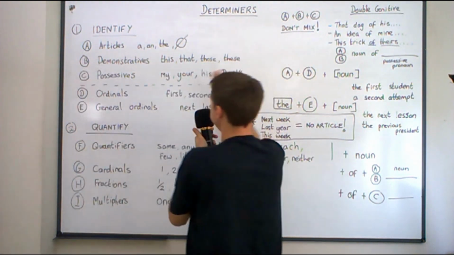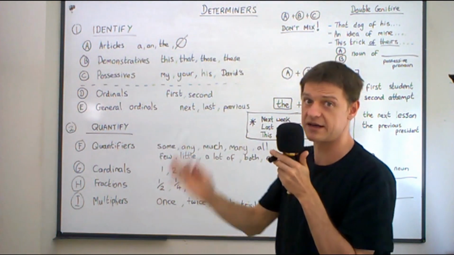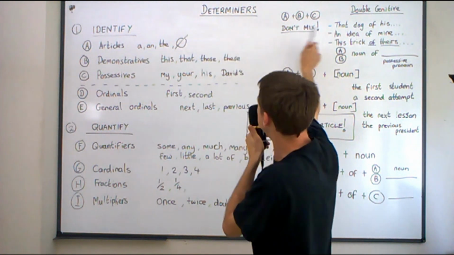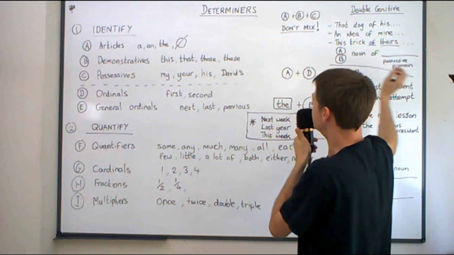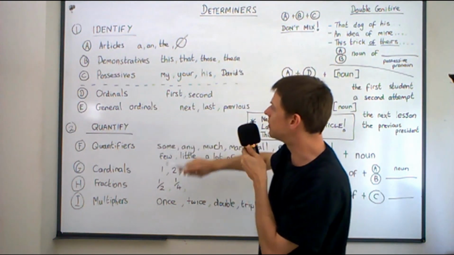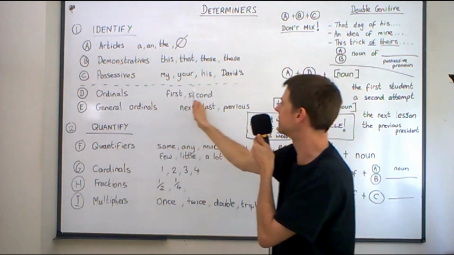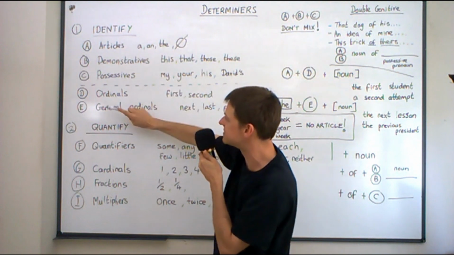Okay, also don't mix personal pronouns with articles. You've probably been taught that before, and if you haven't, certainly make sure you know that. So don't mix A, B and C unless it's in a double genitive form. What about D and E? Well, D and E you can mix with A, B and C, which is why I've put a dotted line here, to show that they're slightly different, even though they still identify.